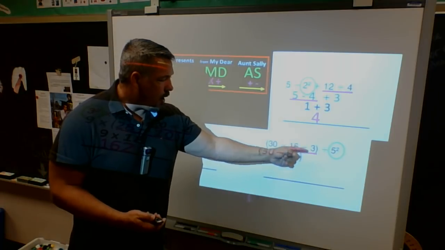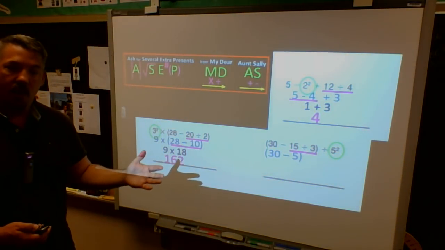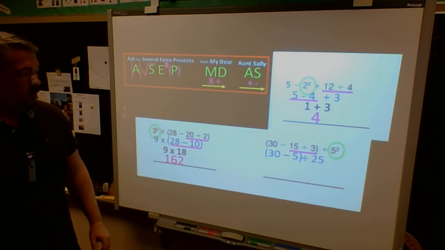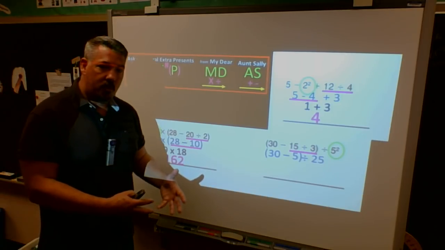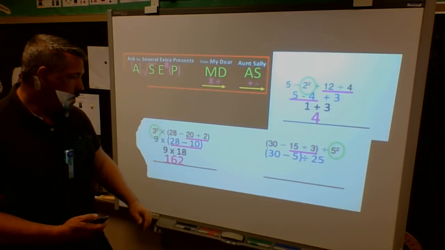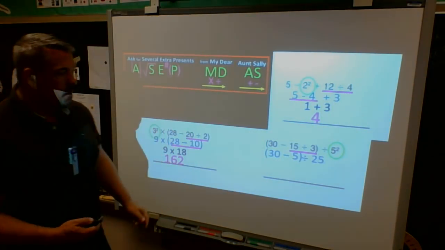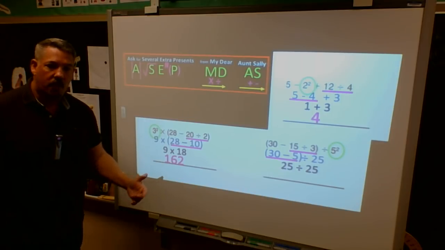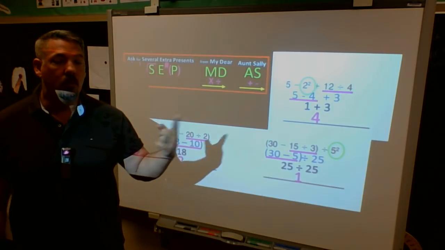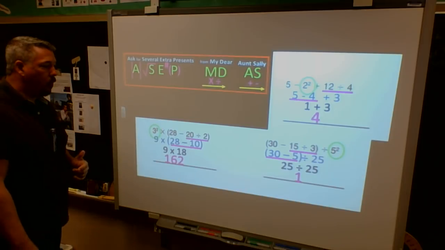Then I can finish by finding my exponent answer, so 5 times 5 is 25. Now I have to do my parentheses, and in my parentheses, for my second point of showing my work, is my next line. 30 minus 5 is just 25. 25 divided by 25, and then I find my answer of 1 for my point for showing my work.